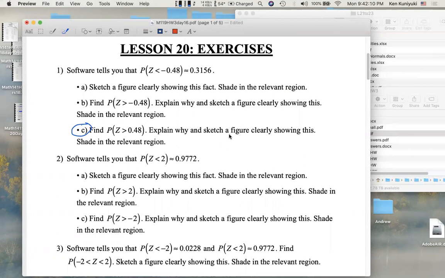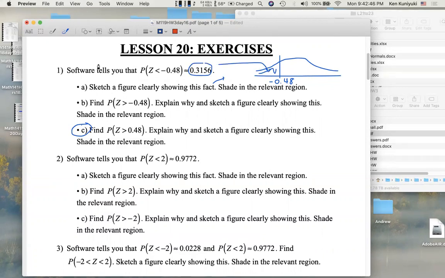Oh, yeah. This is a tricky one. All right. So in part A, you should have shown this. You should have drawn a picture like this. Again, you don't have to be Monet or anything, but negative 0.48 is over here. Part A is referring to a left tail probability, and this left tail probability is going to be the 0.3156, which makes sense. This looks like about a third of the total area under the curve.